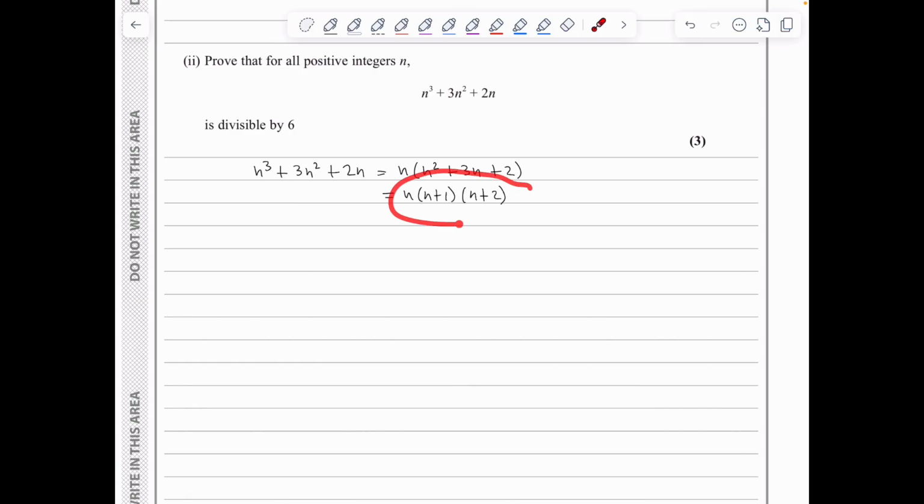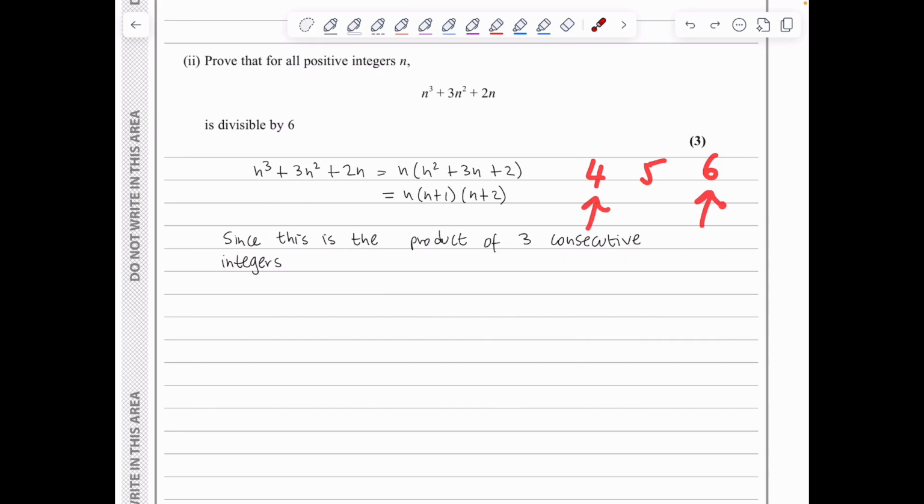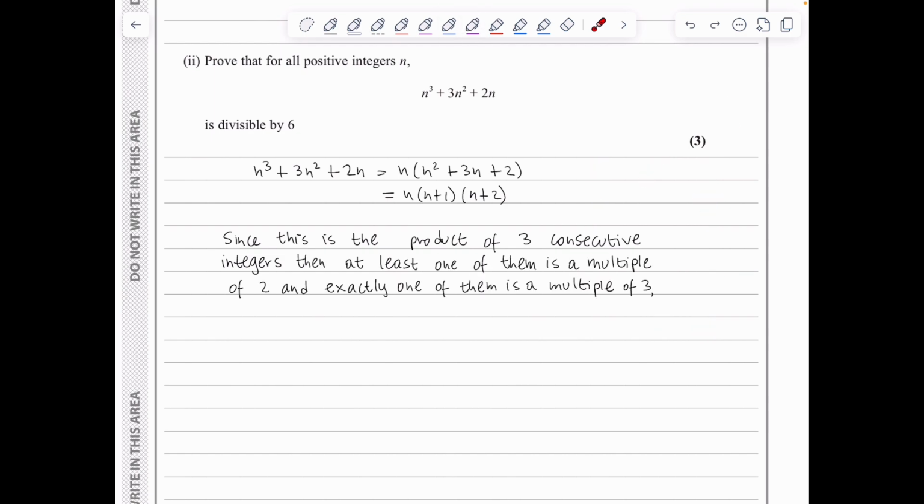Now, looking at the expression we just obtained and using the fact that n is a positive integer, this means we're looking at the product of 3 consecutive integers. If you consider, for example, 4, 5, 6, then at least 2 of them are multiples of 2, and exactly 1 of them is a multiple of 3. If I was to take 5, 6, 7, this is a multiple of 2, and it's also a multiple of 3. So we can see that at least one of the 3 numbers is a multiple of 2, and exactly one of them will be a multiple of 3, and therefore the overall expression will be a multiple of 6, therefore leading to the conclusion that n cubed plus 3n squared plus 2n is always divisible by 6.